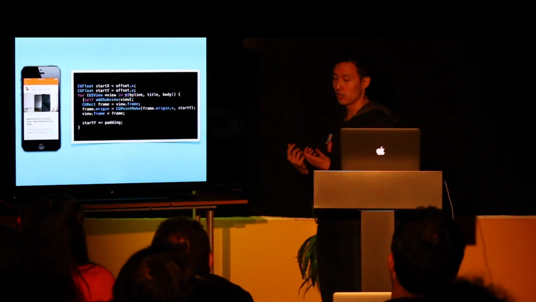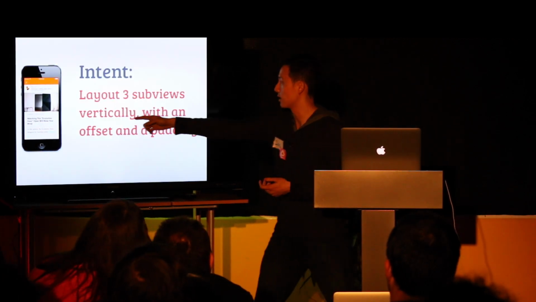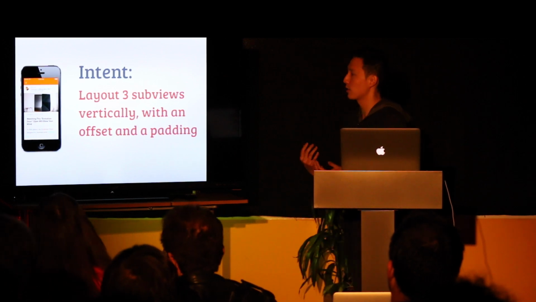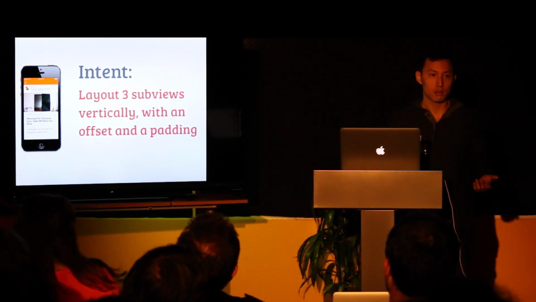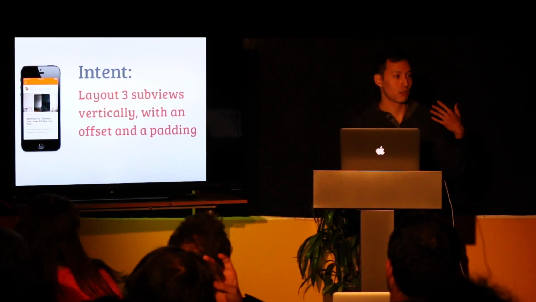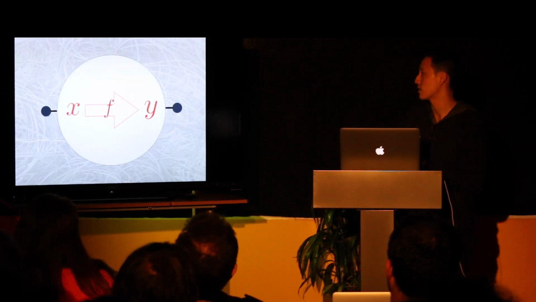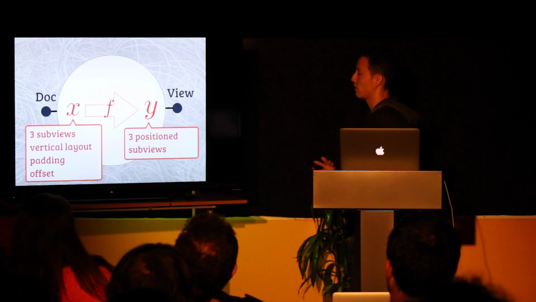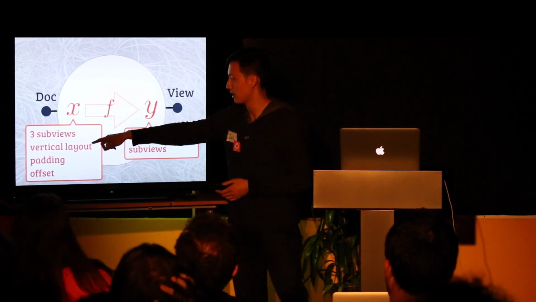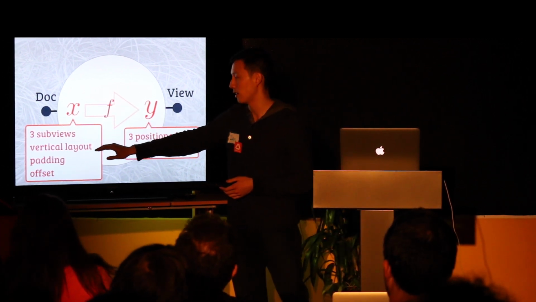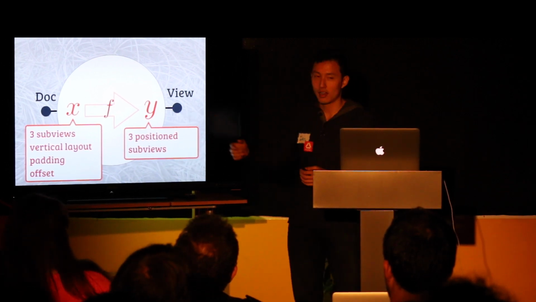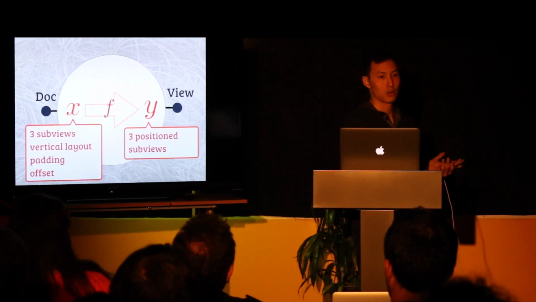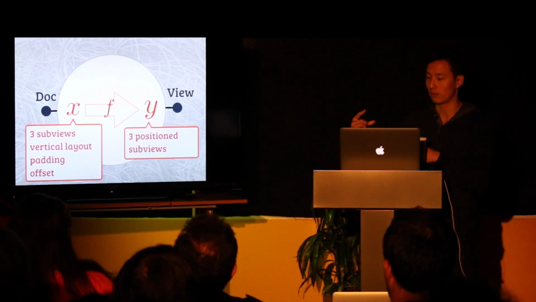If you think about what you want to do when you lay these three things out, what you really mean is you've got three subviews, and you want to lay them out vertically with an offset and padding, right? If you apply data-focused programming and think functionally, you go back to this diagram and think, what I really mean is: I have data input, that's the three subviews, the vertical layout, padding and offset, and the Y. I want three positioned subviews, and at the very end, I want the side effect of actually showing these subviews on the parent view.